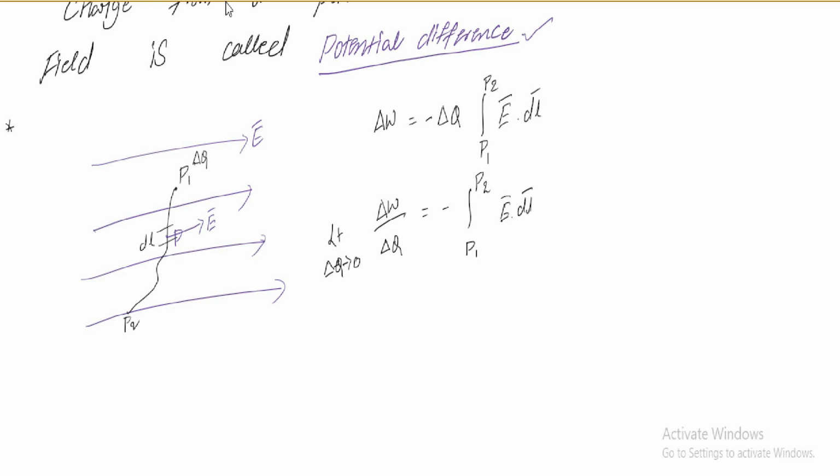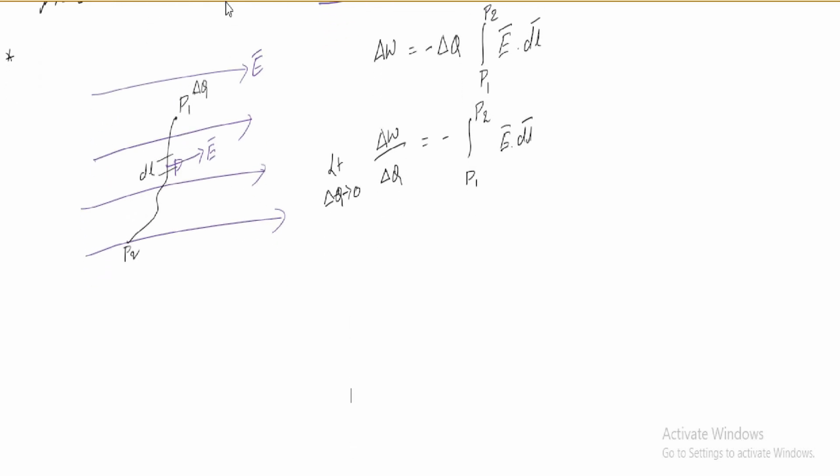That is nothing but a small unit charge. Here dW is your differential work and dQ is your differential charge. Work done is a scalar quantity and dQ is also a scalar quantity. If a scalar quantity is divided by a scalar quantity, you get a scalar only. This dW/dQ indicates the work done per unit charge. This work done per unit charge is considered as the potential difference, indicated with V21. So potential difference is nothing but work done per unit charge.